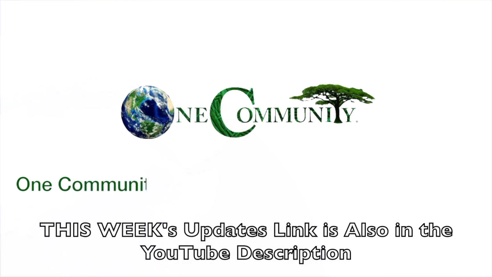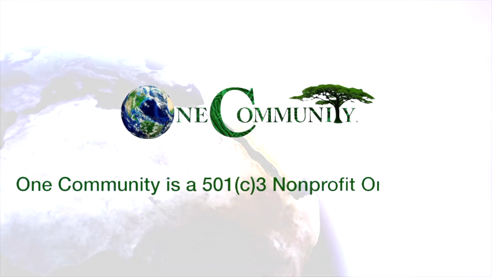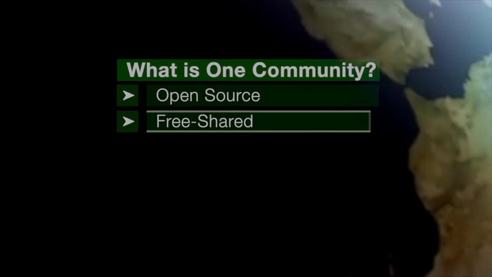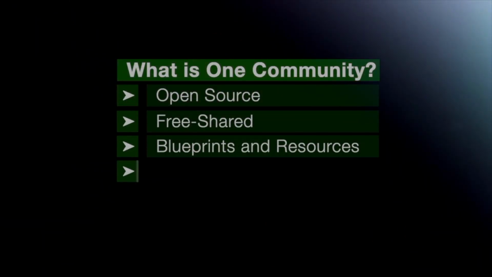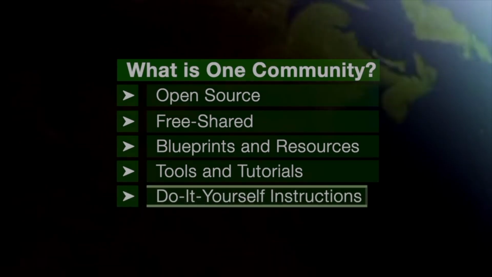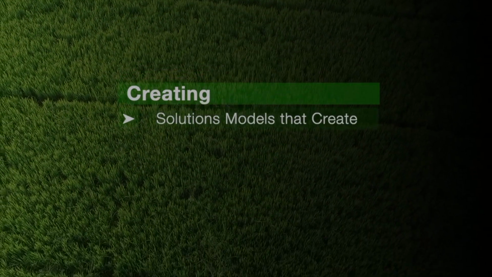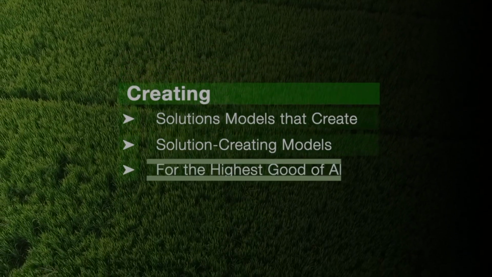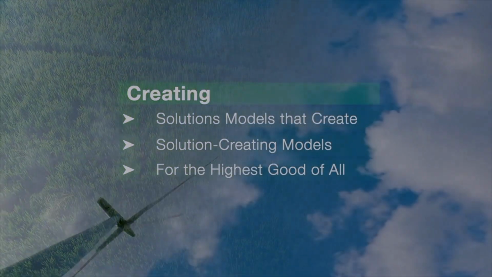One Community is a 501c3 nonprofit organization. We are creating open source and free shared blueprints and resources, tools and tutorials, and do-it-yourself instructions for highest good living. Creating solution models that create additional solution creating models in the service of all life on this planet.